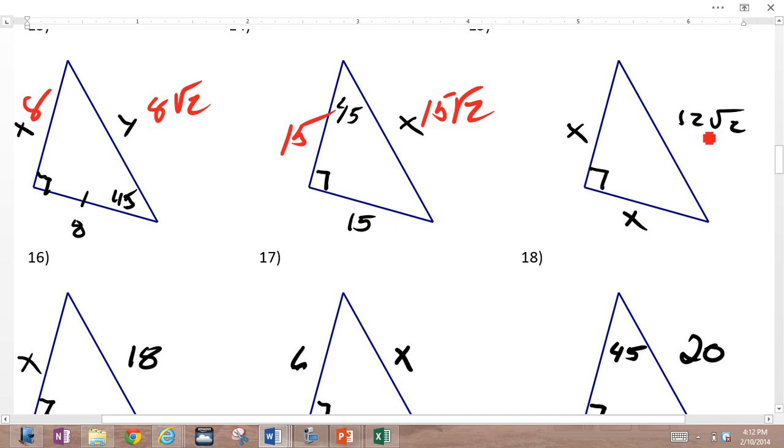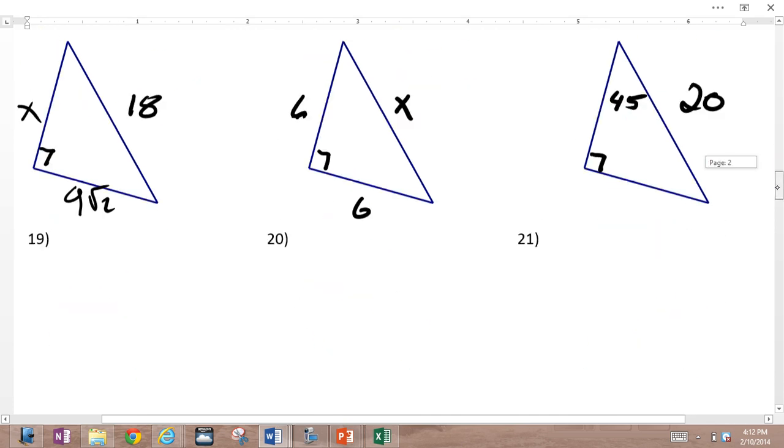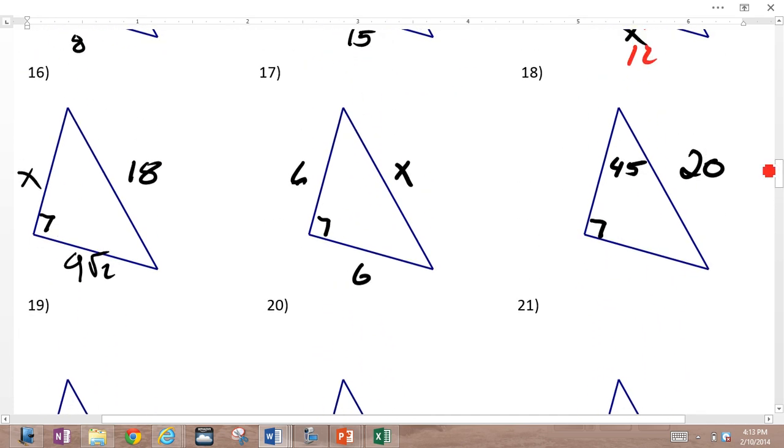This is a 45, 45, 90 because the sides are the same, so they're 12. It's because this is 12 root 2, having the hypotenuse divided by root 2 to get the leg. So there you have it. Okay. This should be recognized as that special combination too. This is going to be 9 root 2, 6, 6, and 6 root 2, 45, 45.